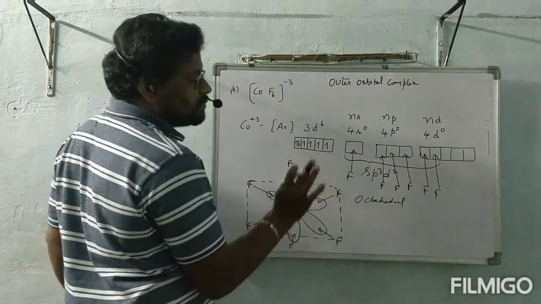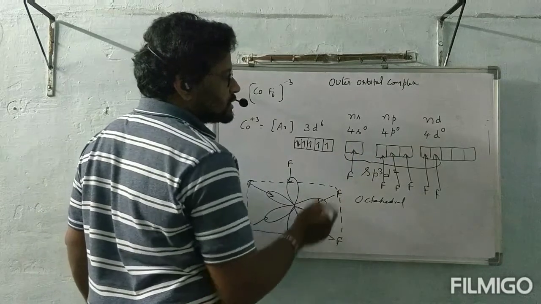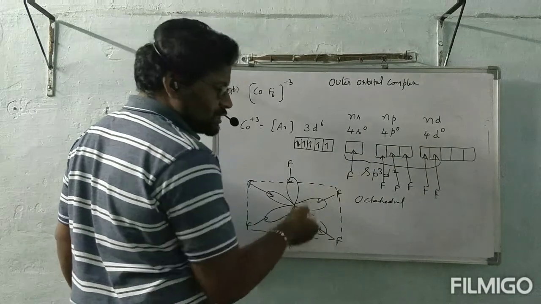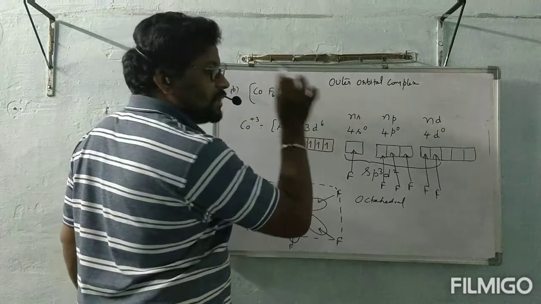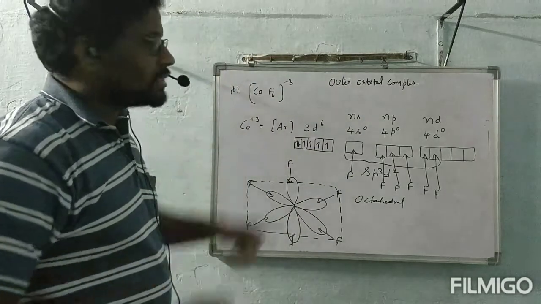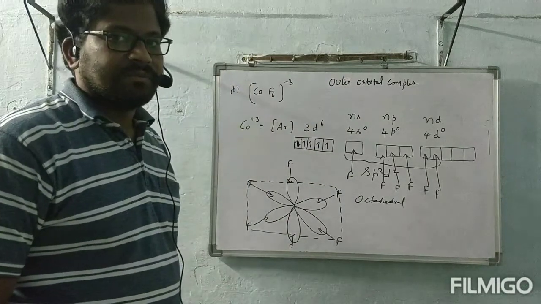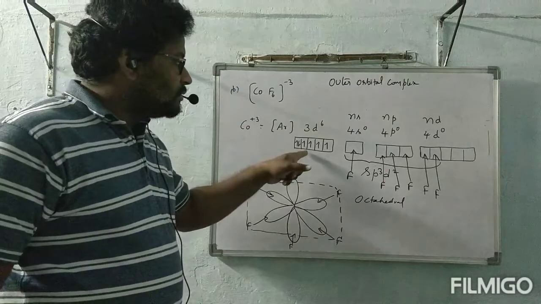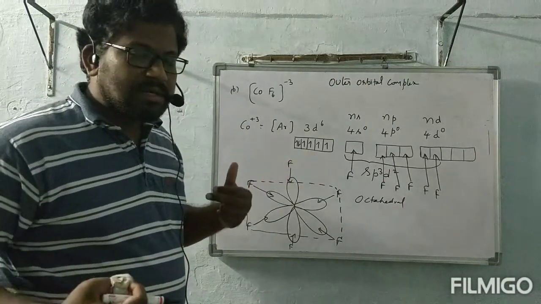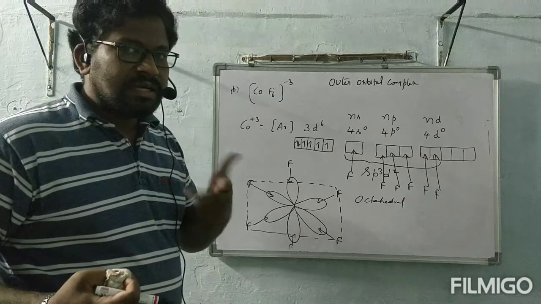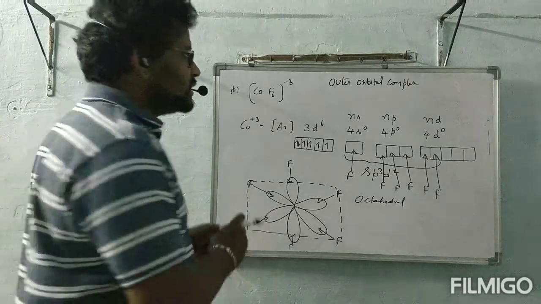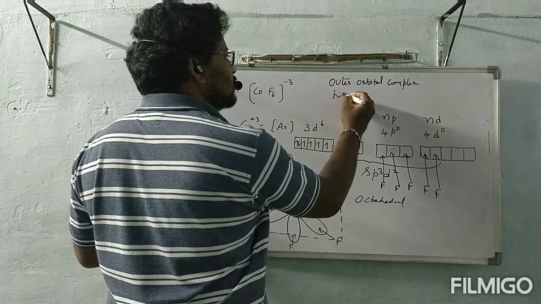Six fluorines are involved in bonds with six empty d orbitals. Hybridization sp3d2, structure octahedral, but the previous complex is an inner orbital complex. This is an outer orbital complex. Now these electrons are not involved in pairing, right? That means pairing is not done and spin is not decreased. So this is a high spin complex.